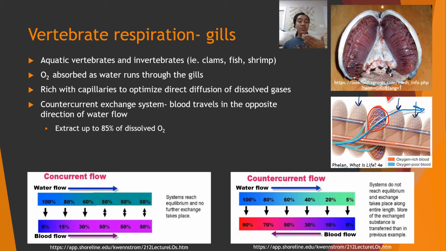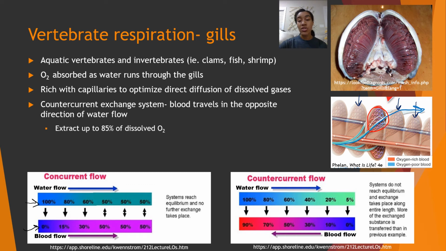So if the blood flow went in the same direction as the water flow, the oxygen saturation would reach equilibrium very quickly, and the fish could only absorb 50% of the available oxygen in the water. And this is why. So we know that everything is based on concentration gradients. Everything goes from high concentration to low concentration. And if you have, let's say for this hypothetical example, 100% oxygen saturation in the water, and you had 0% oxygen in your blood, right? And they're flowing in the same direction.